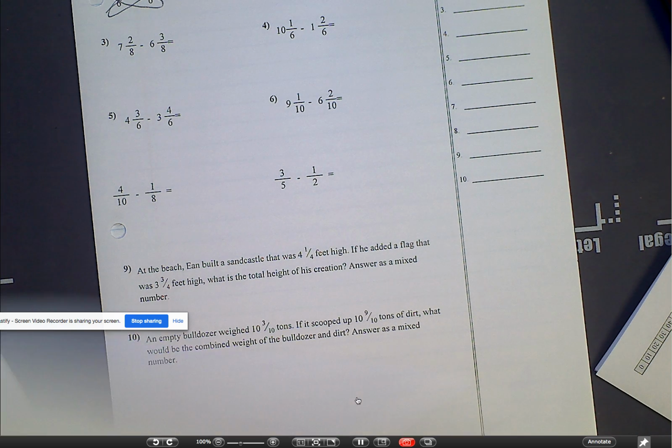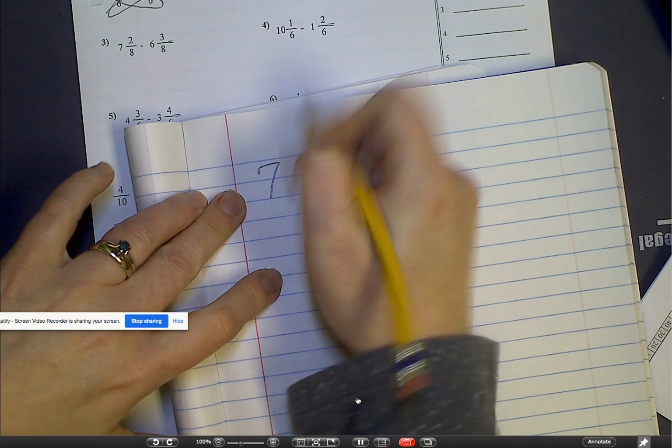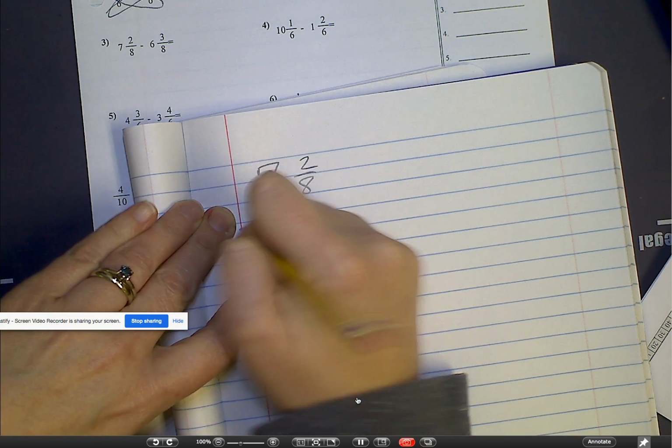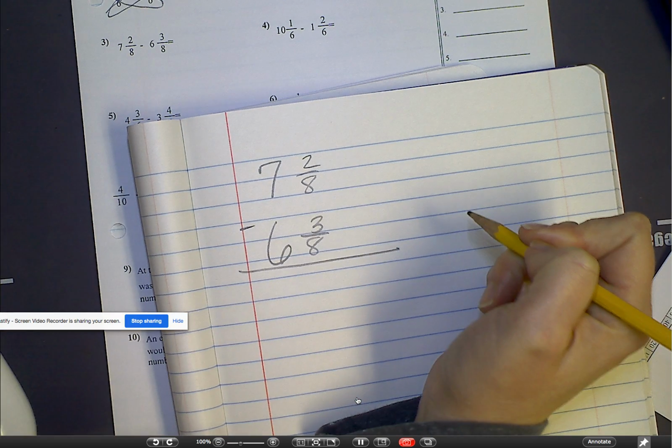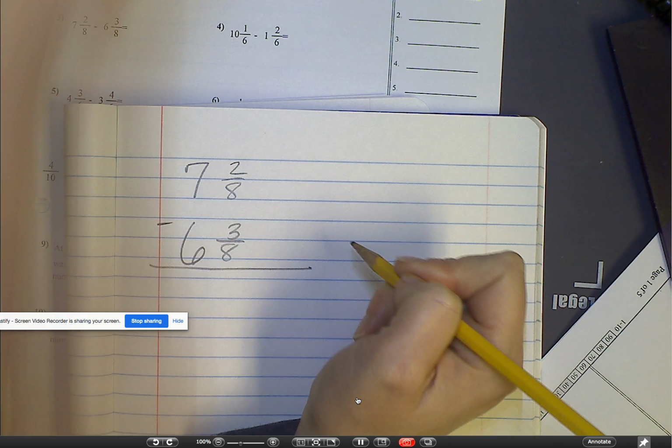All right, number 3 says 7 and 2/8 minus 6 and 3/8. All right, this is where we're renaming the fraction. Why is this like that? There we go. I fixed my camera.